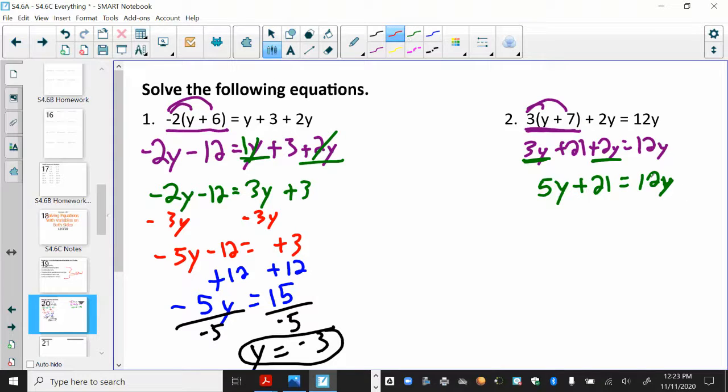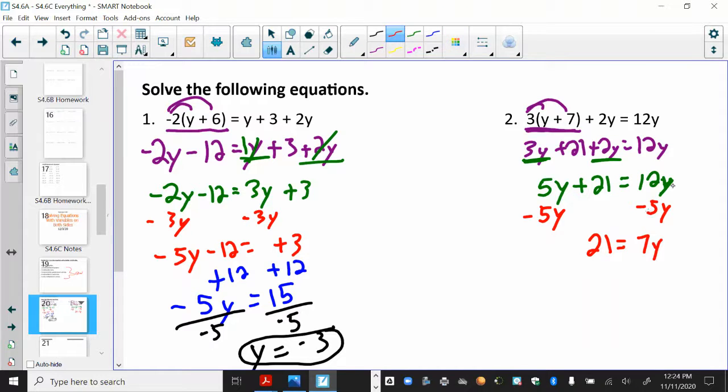Normally, I would move 12y to the left, but look, it's only 12y on that side. So here's our exception. I'm going to move my variable term, my 5y, to the right. Minus 5y and minus 5y. Let's bring it down. 21 on this side. 12y minus 5y makes 7y.